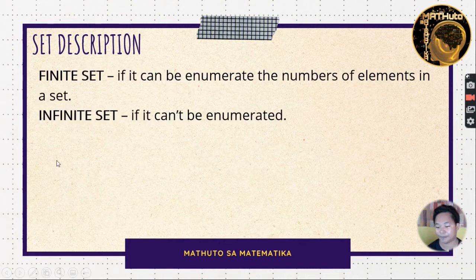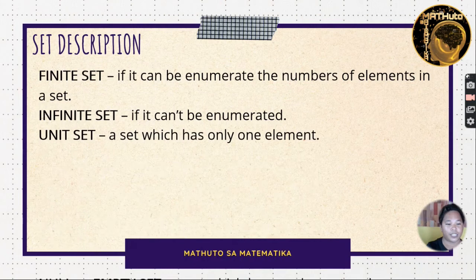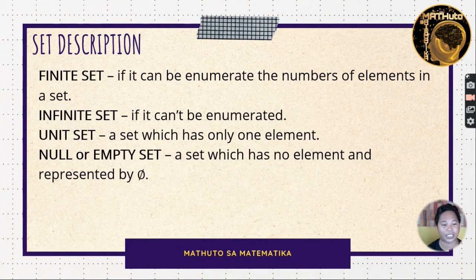And we have the following kinds of set po. So if we're going to define it one by one, we have the finite set. Pag sinabi natin finite set, all elements can be enumerated or can be counted po with our hands po. Pag sinabi natin infinite set, it can't be enumerated since we are using the symbol dot, or the 3 dots. And we have also the unit set, a set which has only one element.